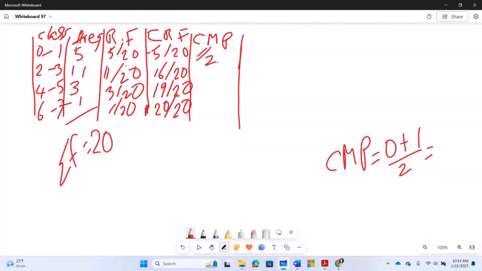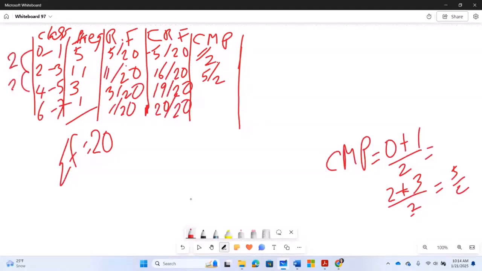The class midpoint of the second class is 2 plus 3, lower limit plus upper limit, divided by 2. That's going to give me 5 divided by 2, which is 2.5, but I'm going to write 5/2. If I keep on going, I will notice that the class midpoints differ by 2. Why? Because the class width here is 2.